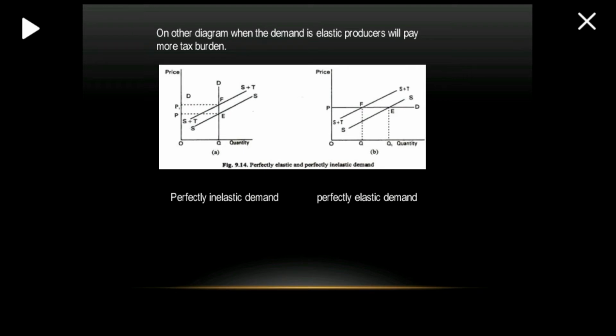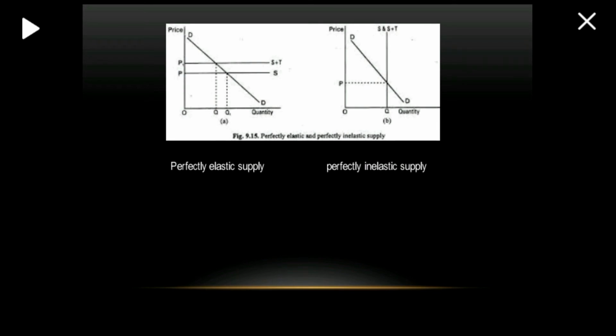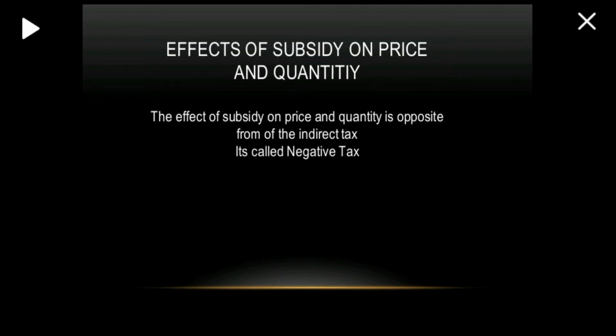Perfectly inelastic demand, consumers pay the entire tax. Perfectly elastic demand, producers pay the entire tax. Perfectly inelastic supply, producers pay the entire tax, and perfectly elastic supply, consumers pay the entire tax. The effect of subsidy on price and quantity is the opposite of the indirect tax. It is sometimes called a negative tax.